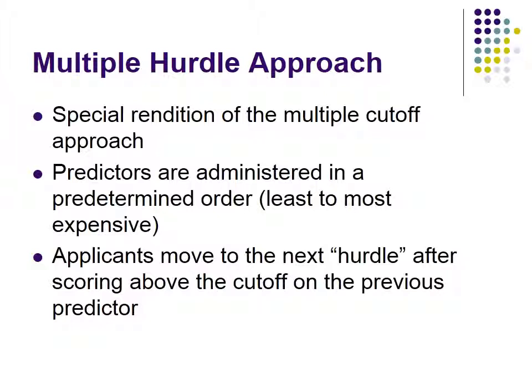So all of your applicants would take the personality test first, and only the people that passed the cutoff for the personality test would then be invited back to do the cognitive ability test, which costs more money. Then only the people that met the cutoff or higher on the cognitive ability test would be invited in for the work sample test. So applicants move to each hurdle after scoring above the cutoff on the previous predictor.